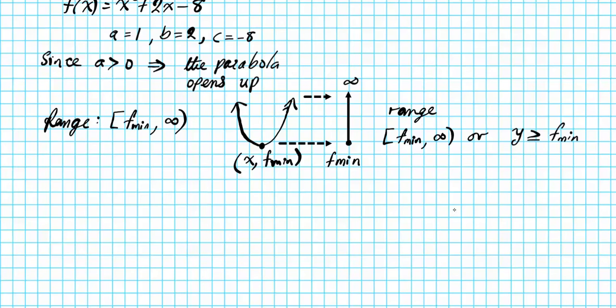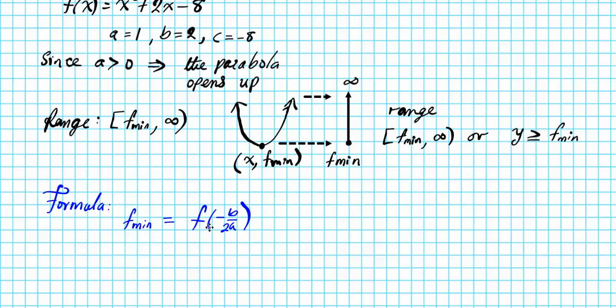All right, let's go ahead and consider the formula for finding the minimum. So the formula is, so f min, in this case, it could be f max too, but this one opens up, so it's f min. F min is f of negative b over 2a. Okay, this is also the y coordinate of the vertex.